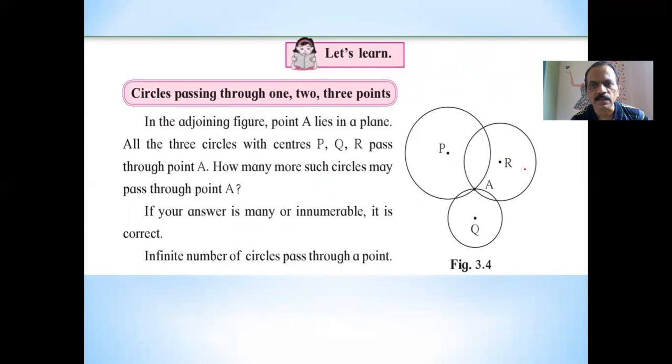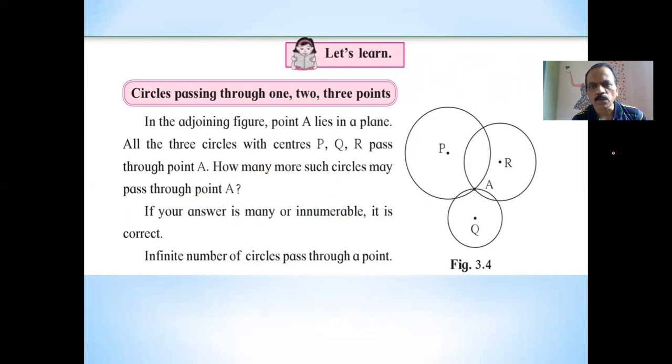Then these 3 circles intersect each other at a point A. Then we see how many more such circles may pass through the point A. किती काढता येतील आपल्याला या स्वरूपाचे? If the answer is many or innumerable, it is correct.